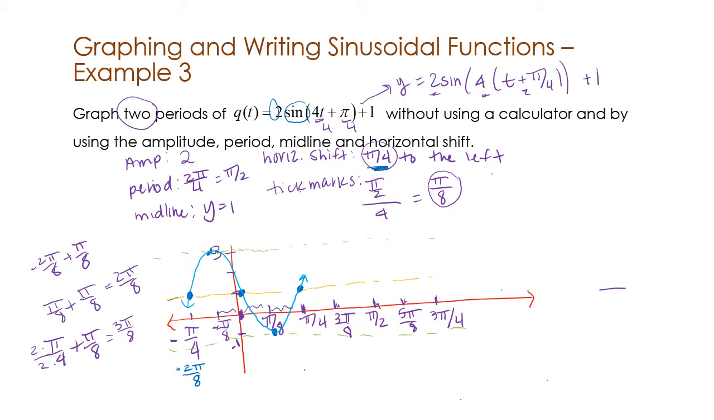So you always start your second cycle. The first tick mark is where the first cycle ended. Okay, so again, start at the midline, end at the midline. In between that, we're at the midline. In between those two, we're at the max. In between those two, we're at the min. There you go.